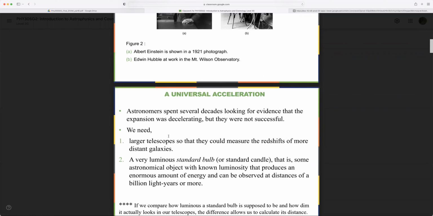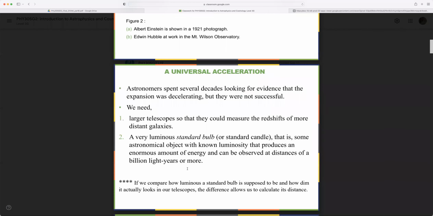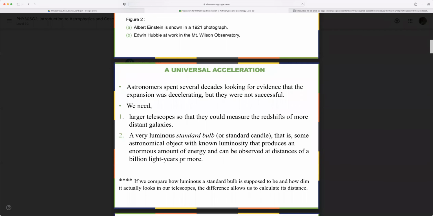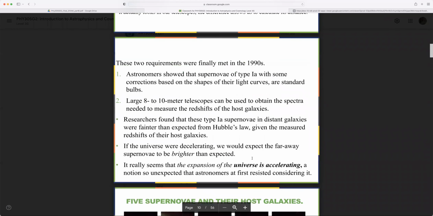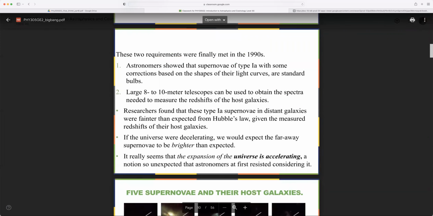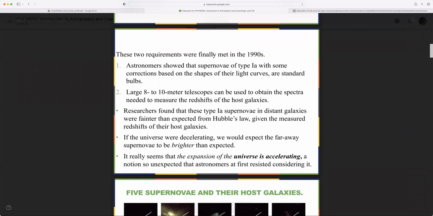So what happened was, using larger telescopes, they measured the redshift of distant galaxies. They measured the redshift values, from which you can find the distances independently. And then they used type 1 supernovae to look at the distance as well. From these observations, they found that instead of decelerating, the universe is actually accelerating, right? So that was the first time, in the 1990s, they found that the universe was accelerating, not decelerating.